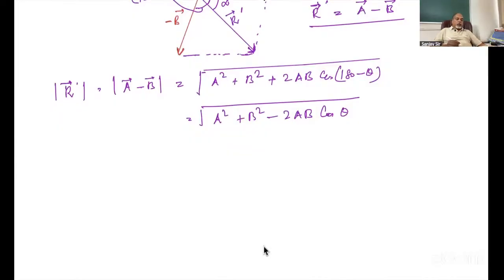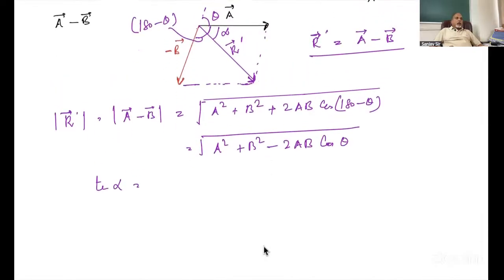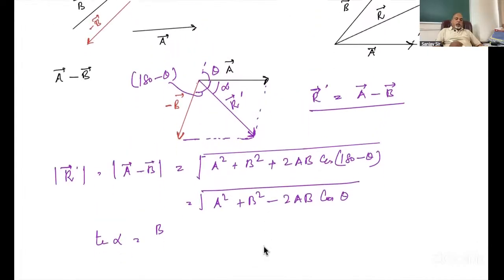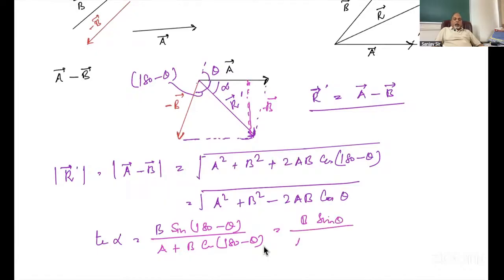Now, direction of tan alpha. The direction will be nothing but B sine divided by A plus B cos, or we can write it as B sine theta upon A minus B cos theta. Correct?